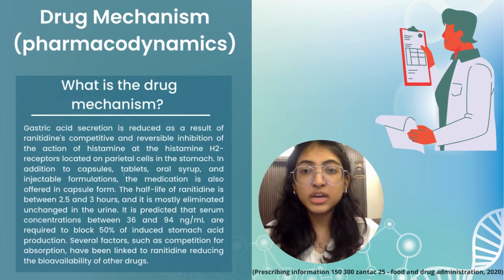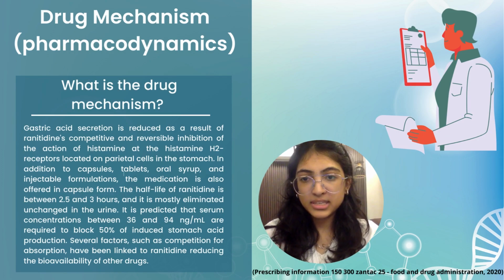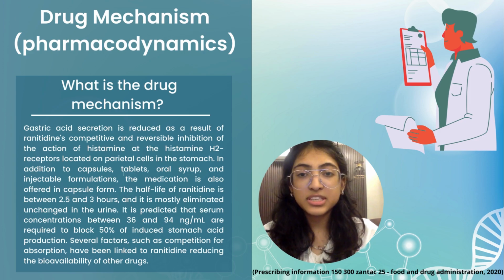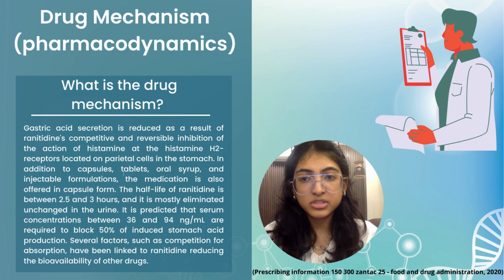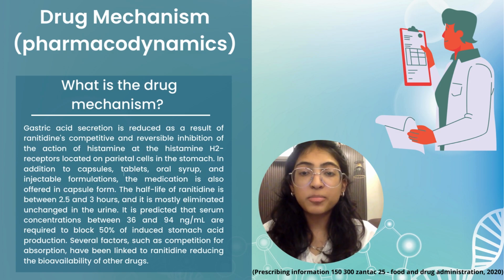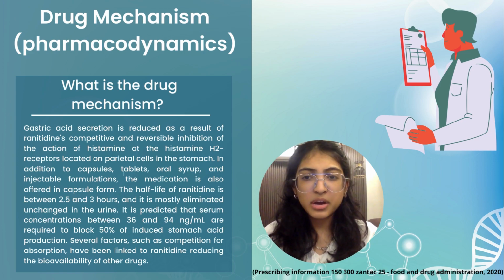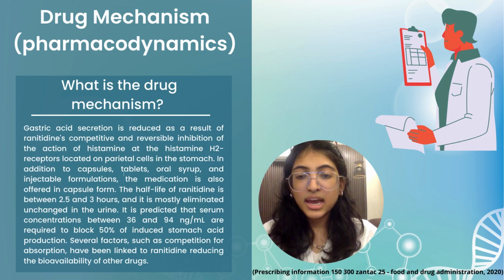Now I'll be presenting the drug mechanism, pharmacodynamics. What is the drug mechanism of ranitidine? Gastric acid secretion is reduced as a result of ranitidine's competitive and reversible inhibition of the action of histamine at the histamine H2 receptors located on parietal cells in the stomach. In addition to capsules, tablets, oral syrup, and injectable formulations, the medication is also offered in capsule form. The half-life of ranitidine is between 2.5 and 3 hours, and it is mostly eliminated unchanged in the urine.